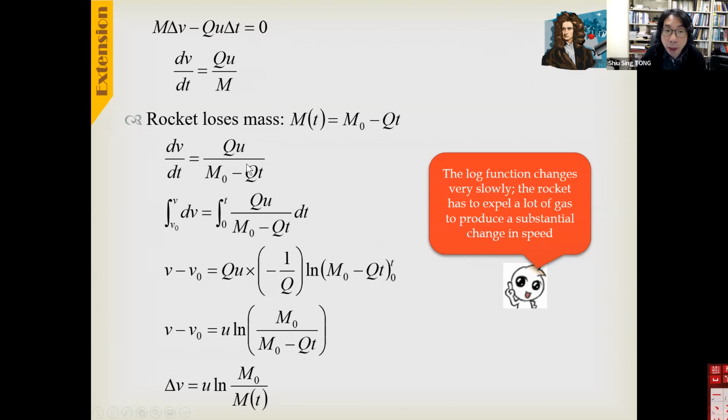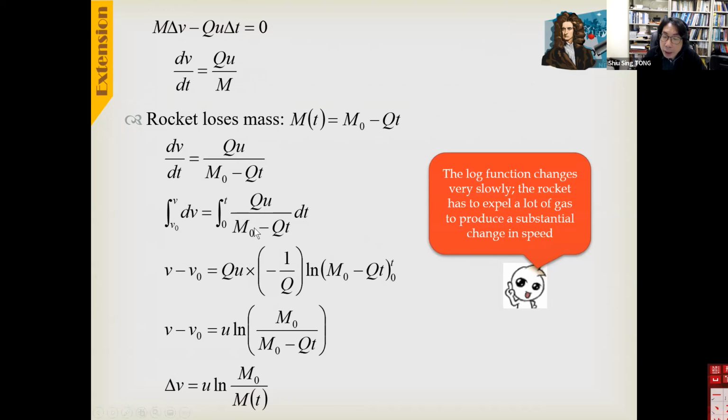This differential equation can be integrated over. I move the dt to the right-hand side, and on the left-hand side, I'll only have a dv. And on the right-hand side, I have all the things that only involve the t. Okay, so I can integrate both sides. On the left-hand side, I integrate from initial speed of v0 to the final speed v. So it becomes v minus v0, and v minus v0 is a change in the velocity.